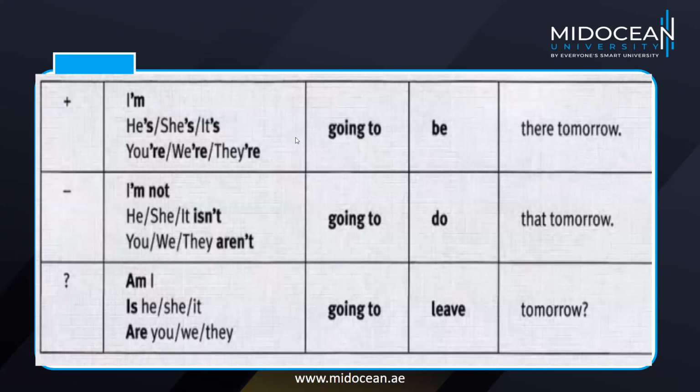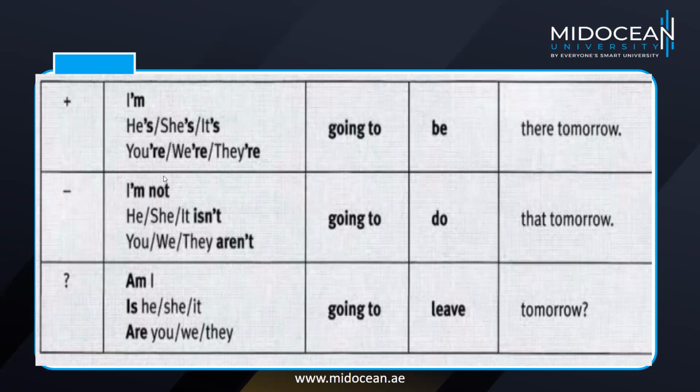Let's move to going to. Going to is also am, is, or are plus going to, plus the verb in the infinitive. For example, I'm going to travel. I'm going to be here or be there tomorrow. I'm going to go. I'm going to play. I'm going to eat. Okay, and so on. So am, is, or are plus going to plus the verb in the infinitive.